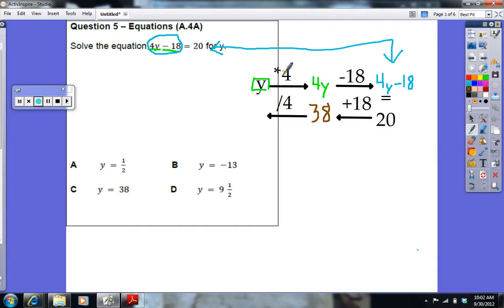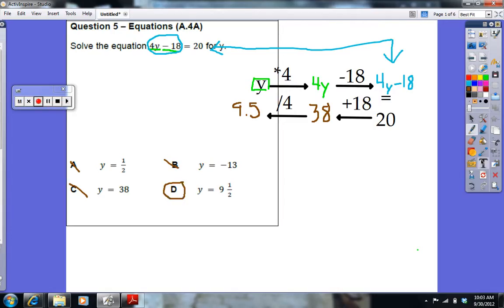And instead of multiplying by 4, I'm going to divide by 4. So 38 divided by 4 is going to give me 9.5. Well, that's not a half, not negative 13, not 38, but 9.5.